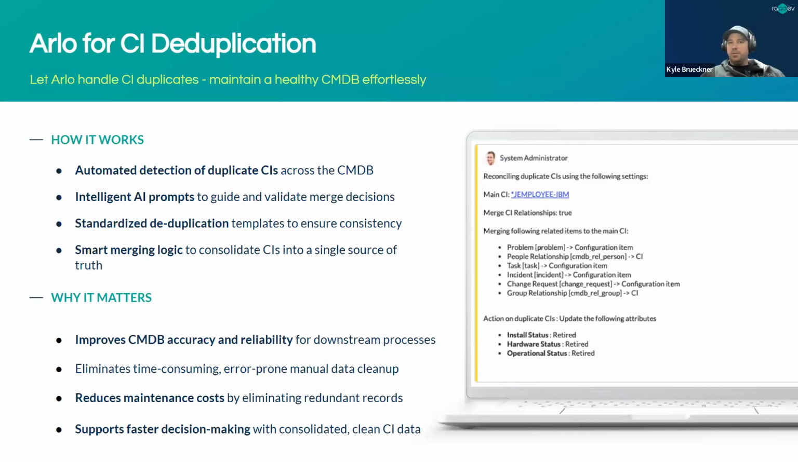It could take 2-3 resources to maintain all of that. One, to clean up the duplicate CIs that exist, and then secondly, to analyze why those duplicate CIs are showing up in the first place.